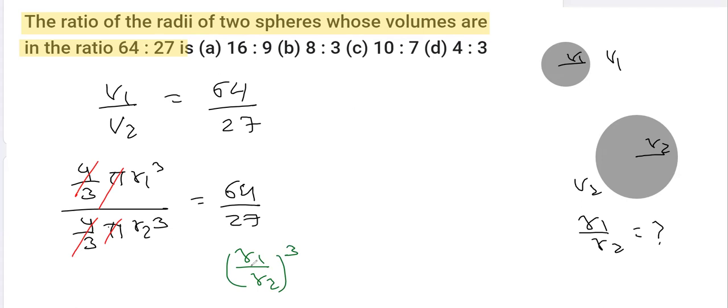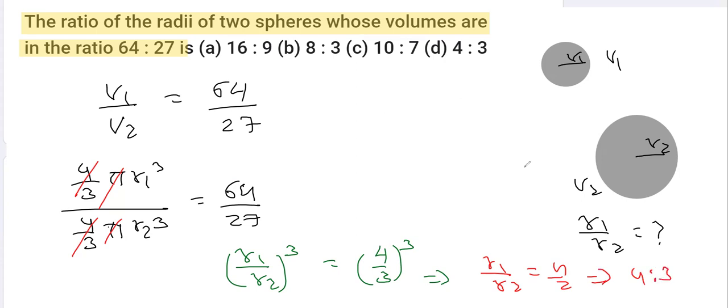R1 cube over R2 cube can be written as R1 over R2 whole cube. And this also I can convert into a cube. Like I can write this as 4 over 3 whole cube. Now equating their bases, we can say that R1 over R2 is 4 over 3. That implies the required ratio is 4:3. So this should be the answer for the second part.